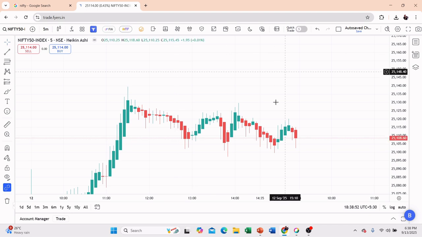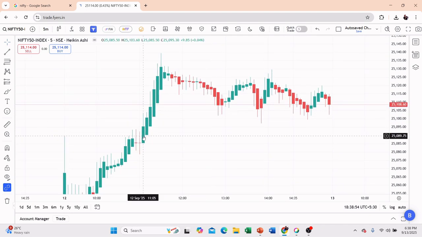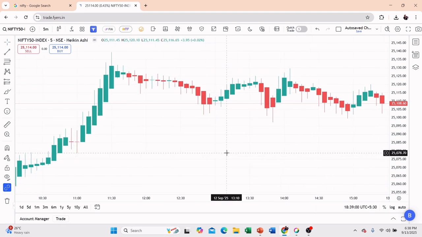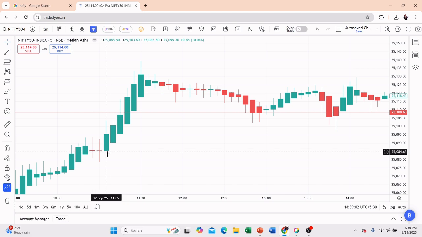Now what does this mean? Say suppose here, there is no lower wick. Let me zoom in on this one for you. There is no lower shadow or lower wick. It means there is bullish momentum. All right.